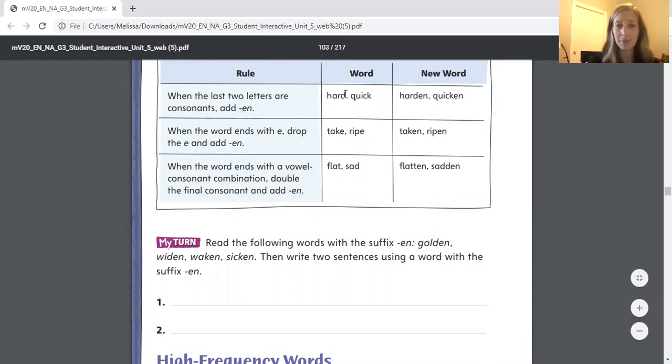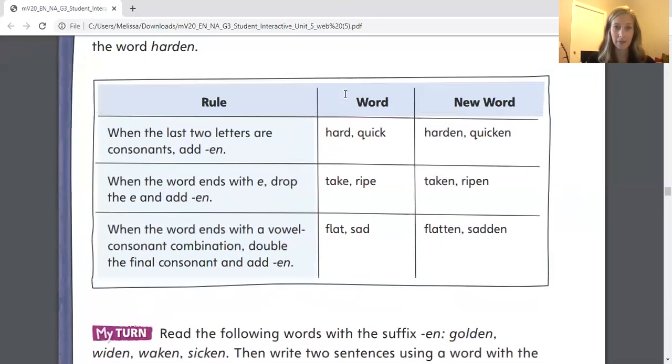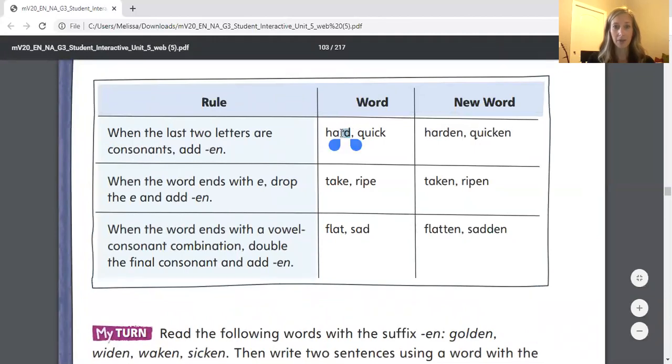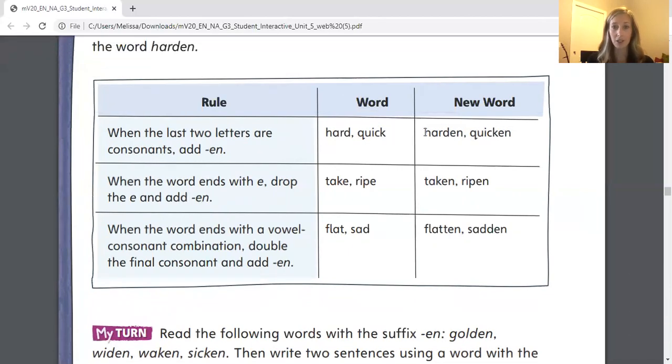So for example, let me zoom in a little more so you guys can see. Hard ends with R and D consonants, and quick ends with C and K. So when we have words that end in two consonants, all we have to do with that suffix en is just add en. So we took our word hard, we added en. We took our base word quick, we added en.